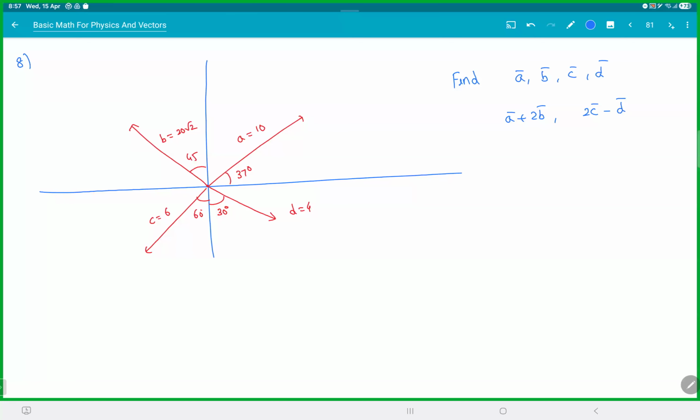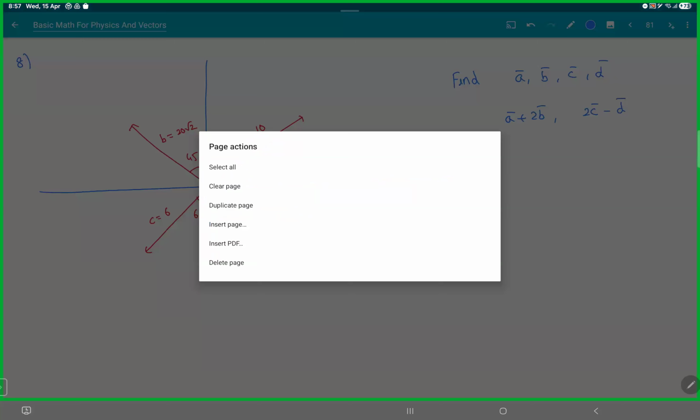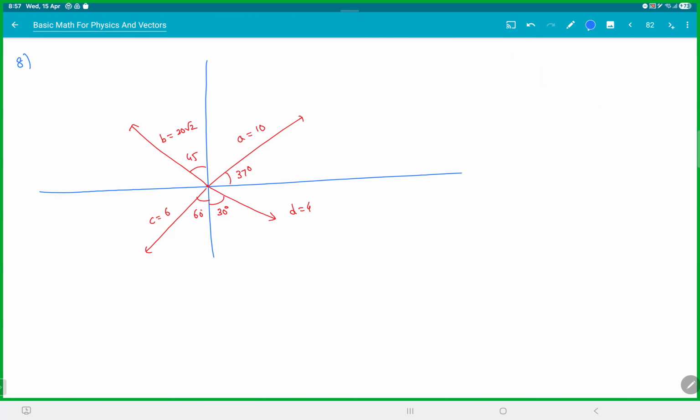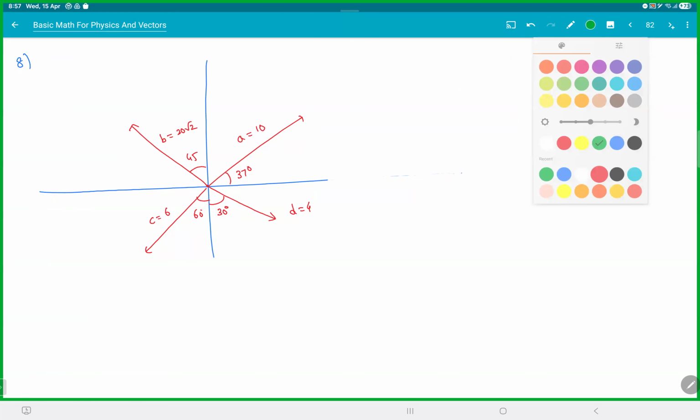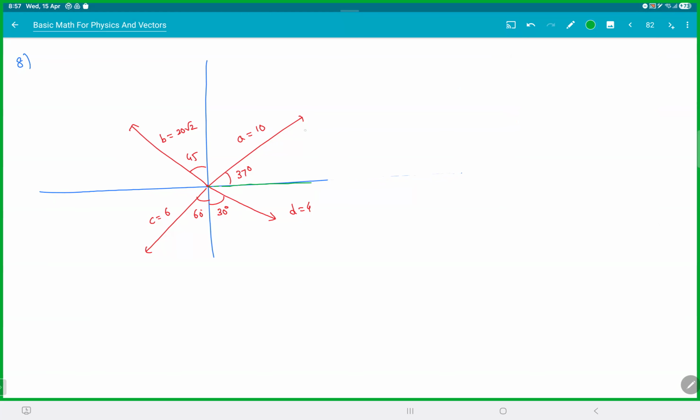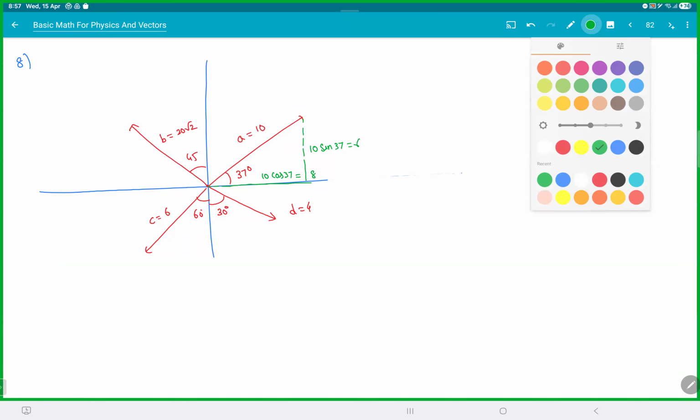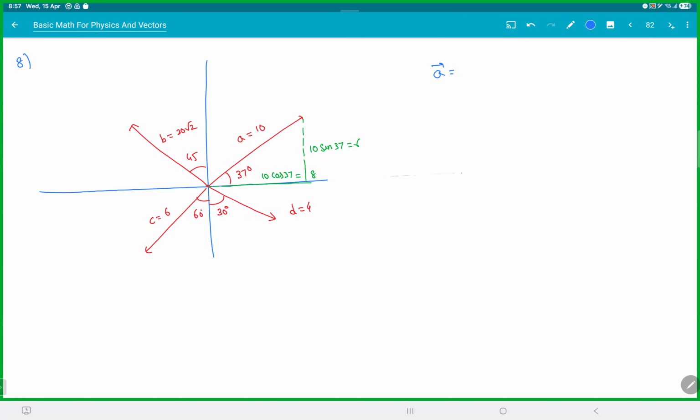Okay, let's see. Basically you're traveling like this and you're traveling like this. So this will be 10 sine 37, which is 6, and this is 10 cos 37. Cos 37 is 4 by 5, and that is 8. So if you want to go from O to A, A bar is nothing but you travel 8 units in i cap and 6 units in j cap. That's it. That's what you do.